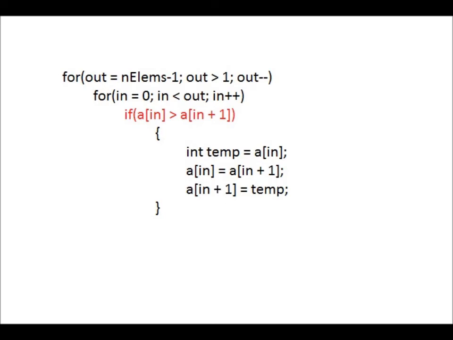For example, where it says A bracket n bracket, it's basically saying if A[n] was a 7, and 7 is greater than A[n+1], which will be, for example, a 4, then since 7 is bigger than that 4, it's going to go down into the if statement and do what's in the curly braces.